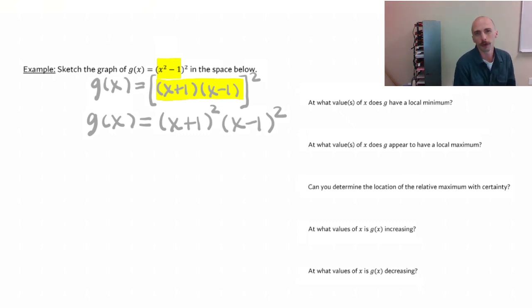And then I also distributed the exponent, because I was squaring x plus 1 times x minus 1, meaning I would have 2 copies of x plus 1 and 2 copies of x minus 1 as well. So that's telling me that I'm going to have a double root at x equals negative 1 and another double root at x equals positive 1. And last time we learned that a double root corresponds to a bounce on the graph of the polynomial. So we'll see all that when we go to sketch.